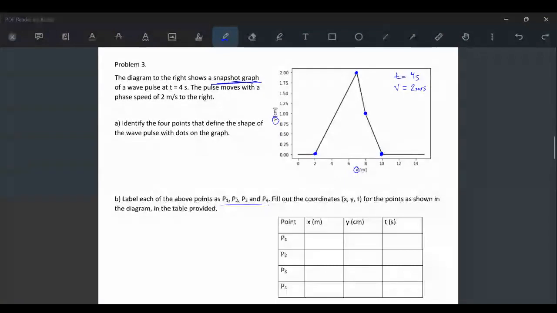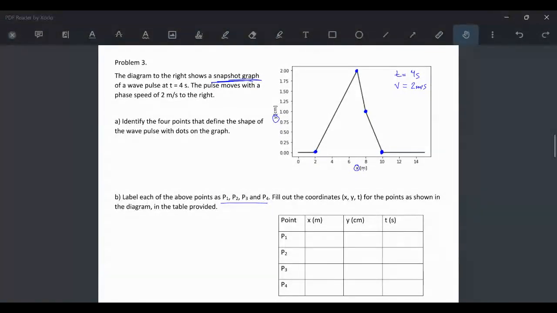Part B wants us to label them, and then take the coordinates off this graph and write them into the table below. So I'm just going to work left to right.